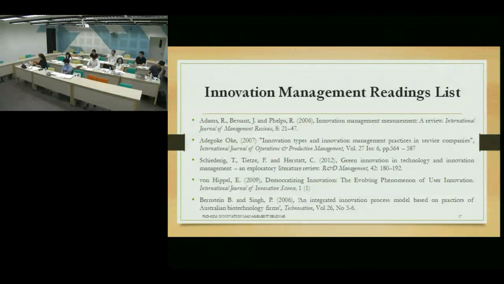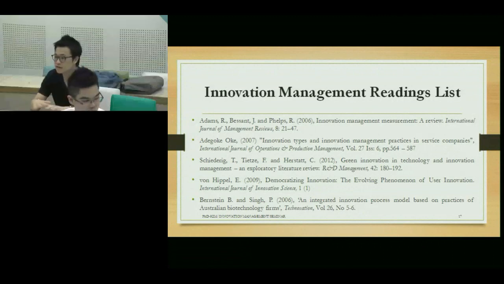Okay. So I chose three journals. The first one is about innovation types and innovation management practice in service companies. Another one is democratizing innovation, and the last one is on the role of technology and knowledge, a kind of framework. So the big picture that I saw in these three is the linkage, support, and reinforcement between each journal.